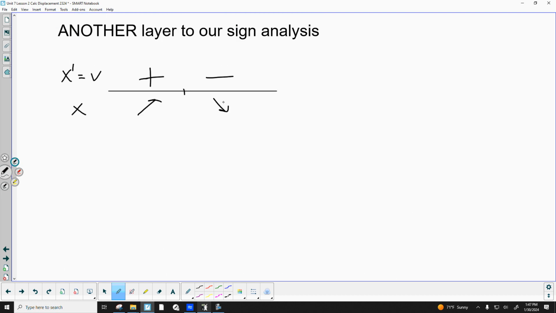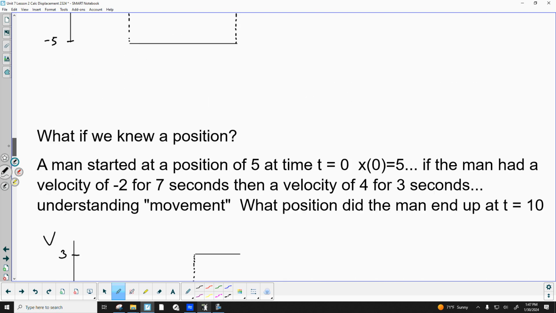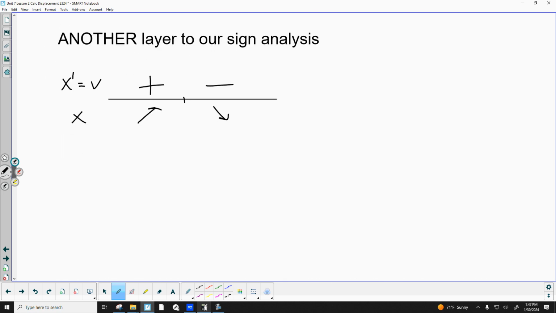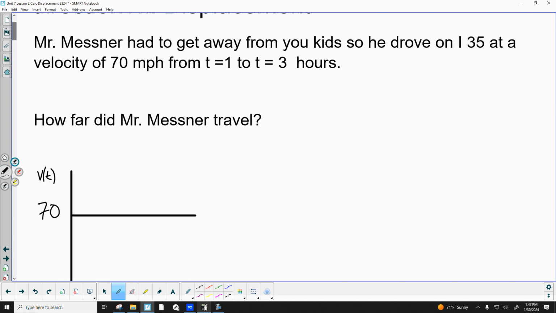Today is really the beginning of what the second semester is really about in calculus. Today and tomorrow, the next class, we start talking about how much, and we add another layer to our sign analysis. To set the stage, let's start with this question.